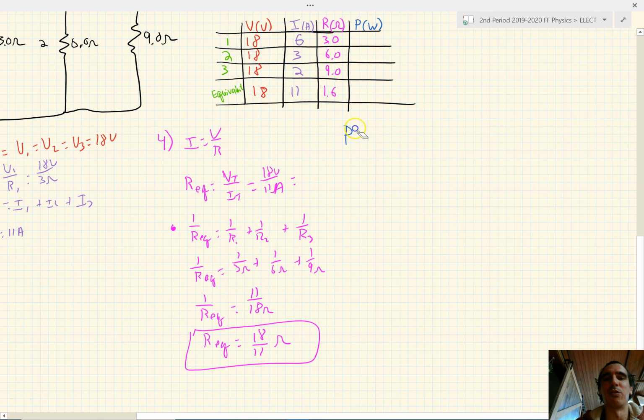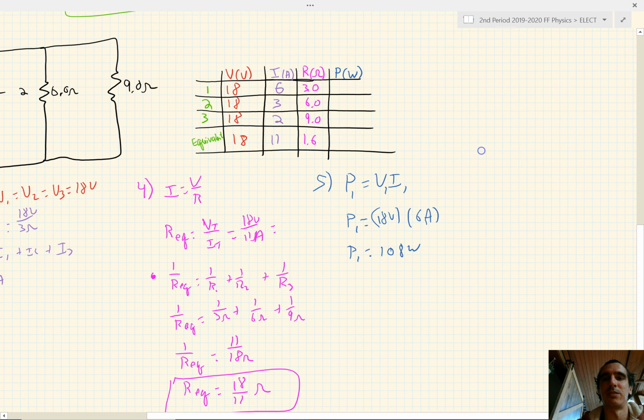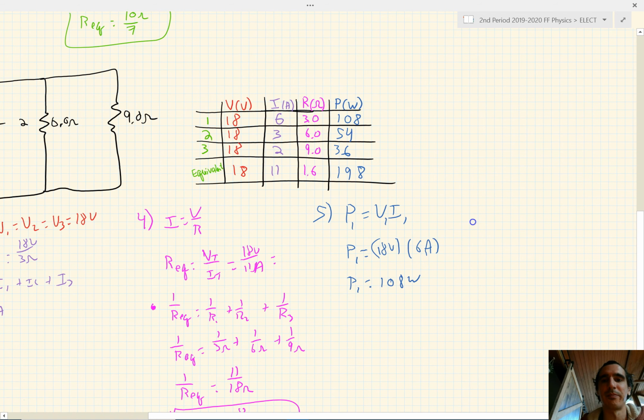Okay, and then the last step for this question is to calculate the power. We could use any of the power formulas. In this case, I'll use P is equal to V times I. We'll show our work for the first one. So P1 is V1 I1. That gives us P1 is equal to 18 volts times 6 amps. That gives us a power of 108 watts. So 108 for the first one. And then we'll do the rest in our calculators. We get 54 for the second one, 36 for the third one, and 198 for the equivalent power.